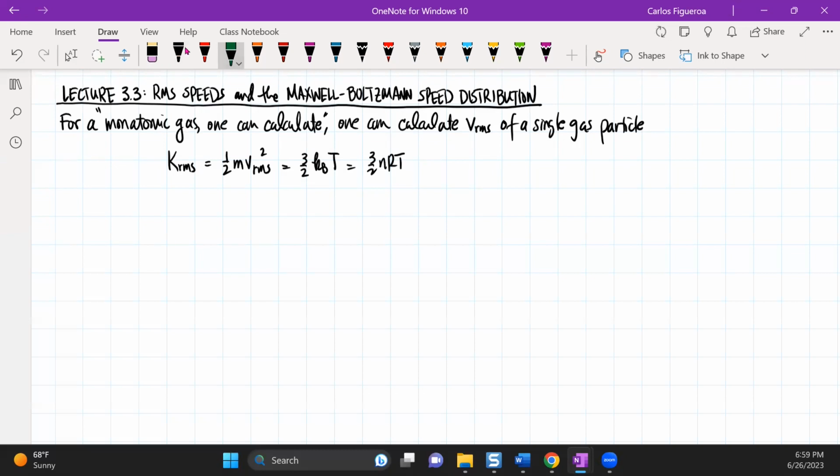So what you're seeing here is that this one is per molecule, just like we wrote before, and this one is per mole.